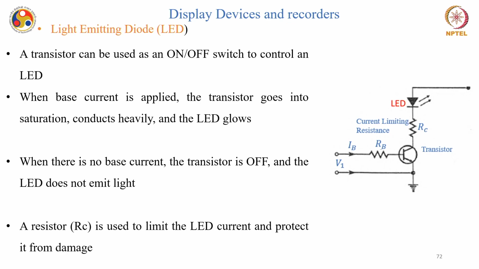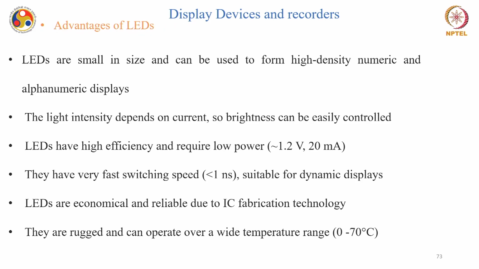A transistor can be used as an on-off switch to control the LED. When base current is applied, the transistor goes into saturation, conducts heavily, and in that case the LED starts glowing. When there is no base current, the transistor will be in the off state and the LED will not emit any light. A resistor RC in this case is used to limit the LED current and protect it from any kind of damage, maybe because of heavy current flow or something like that.